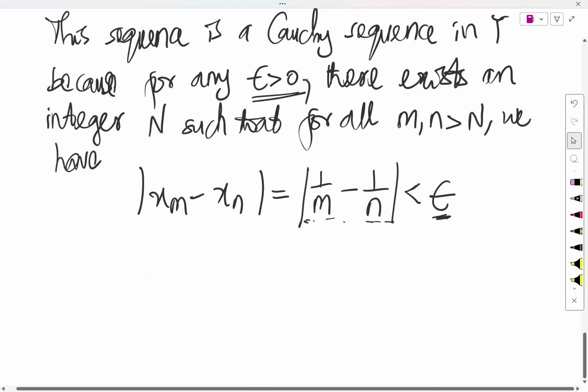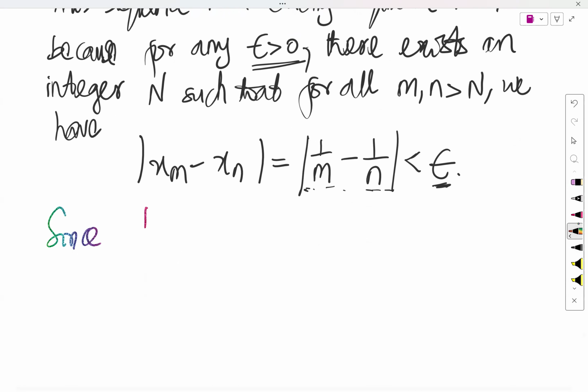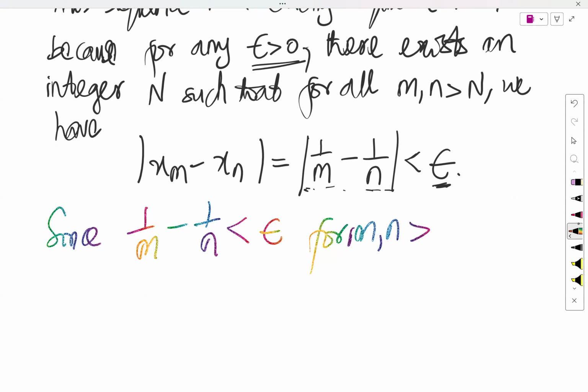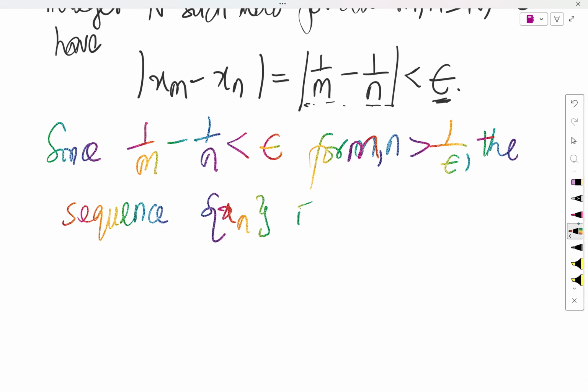Okay, so in that case now, let me change the color at this point. So we can say since 1 over m minus 1 over n is less than epsilon, for m, n greater than 1 over epsilon, we can say that the sequence xn is Cauchy.